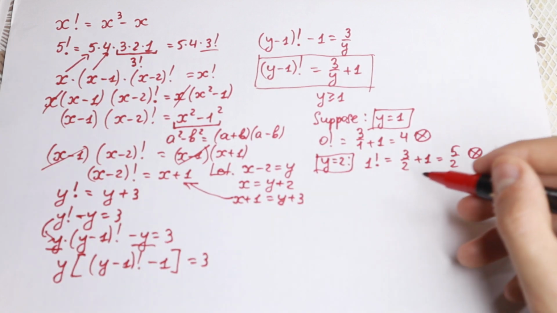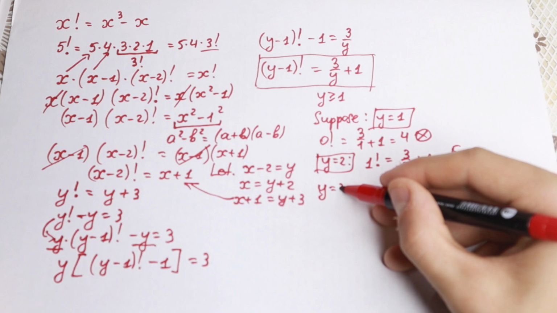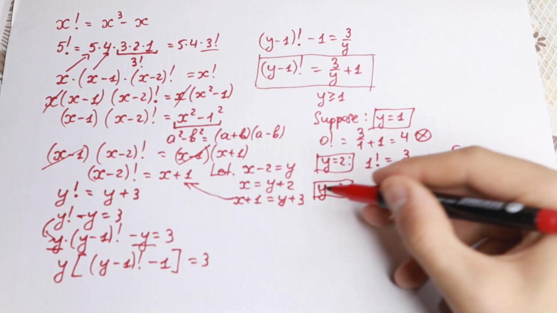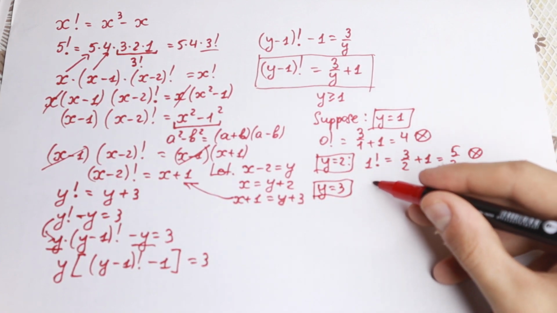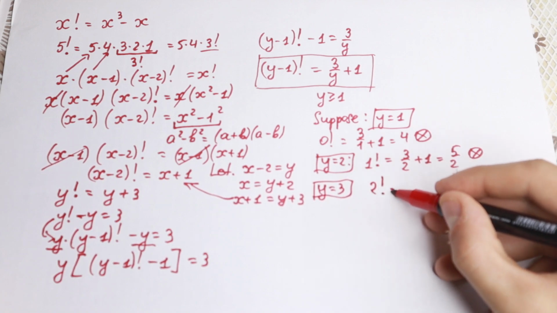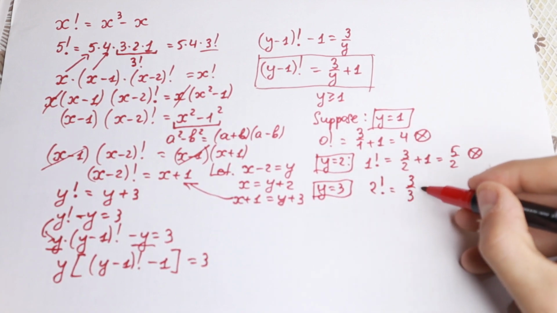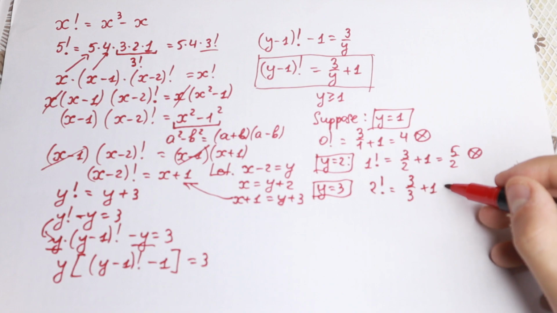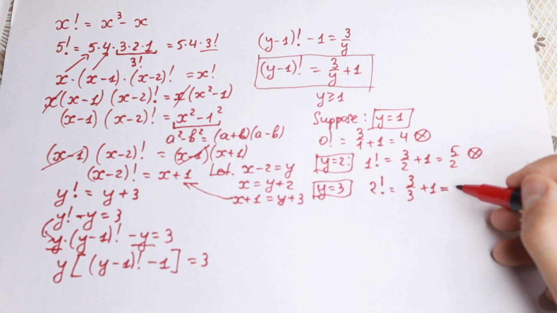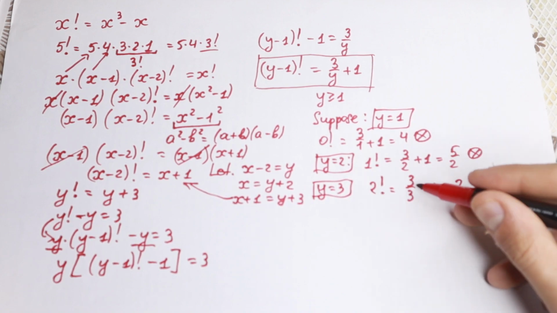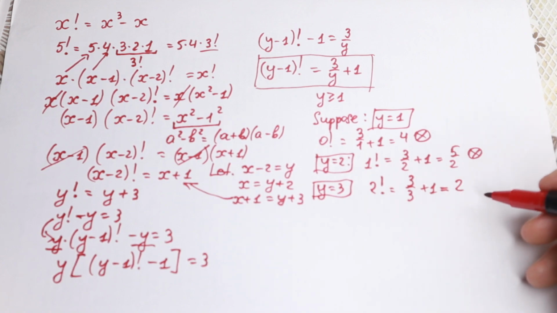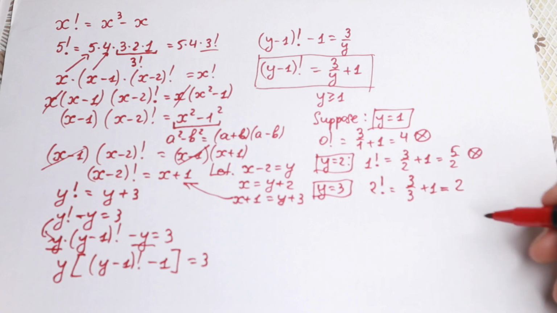Okay, let's go next. y equal to 3. When y equal to 3, what will we have as a result? We will have 2 factorial equal to 3 over 3 plus 1, which is equal to 2, because we have 1 plus 1 equal to 2, and 2 factorial equal to 2. This is really good. We finally found our y equal to 3.